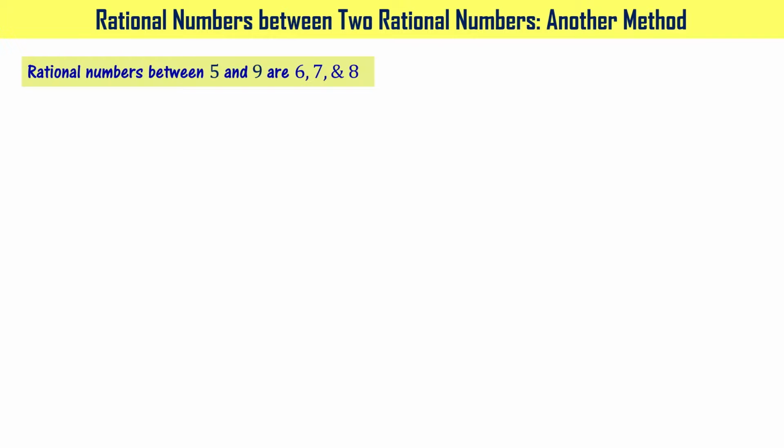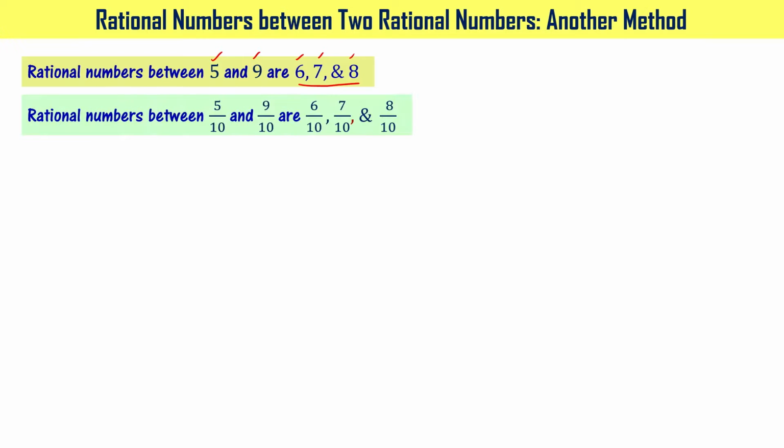As you see here, the rational numbers between 5 and 9 are 6, 7, and 8. You may say that these are whole numbers or integers, right? But you can say that those are rational numbers also, right? The rational numbers between 5 and 9 are 6, 7 and 8. Look at this carefully. Now I say that rational numbers between 5 by 10 and 9 by 10 are 6 by 10, 7 by 10 and 8 by 10.